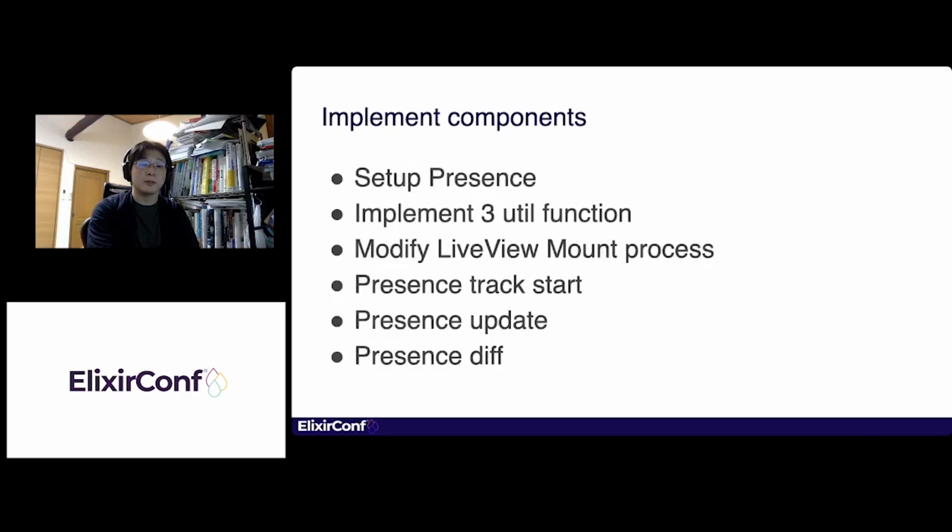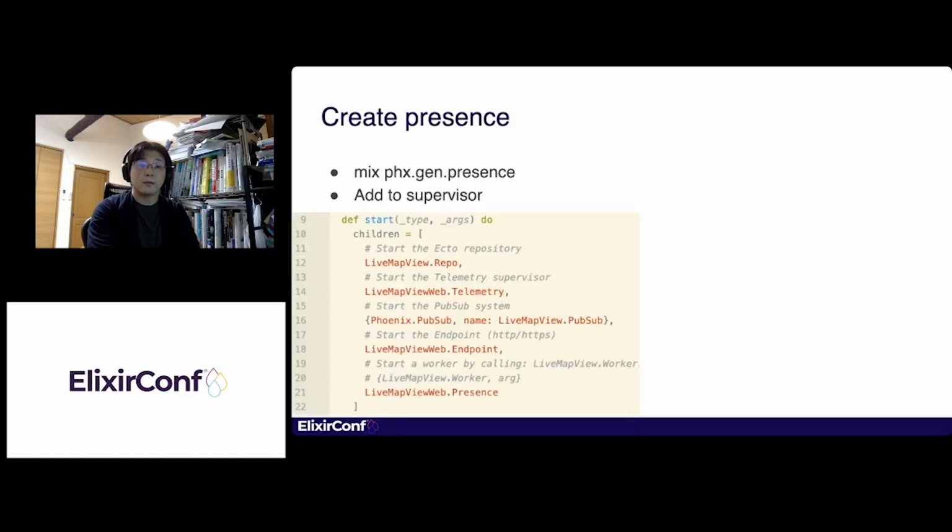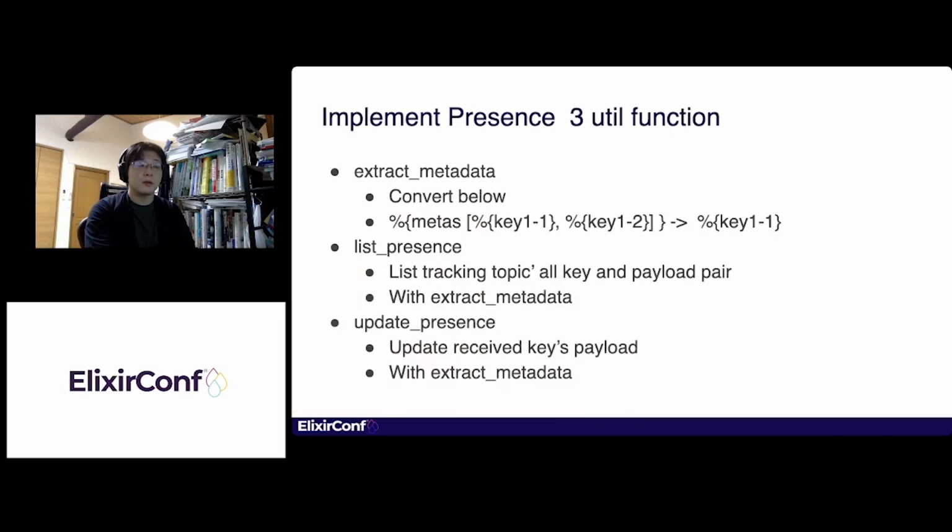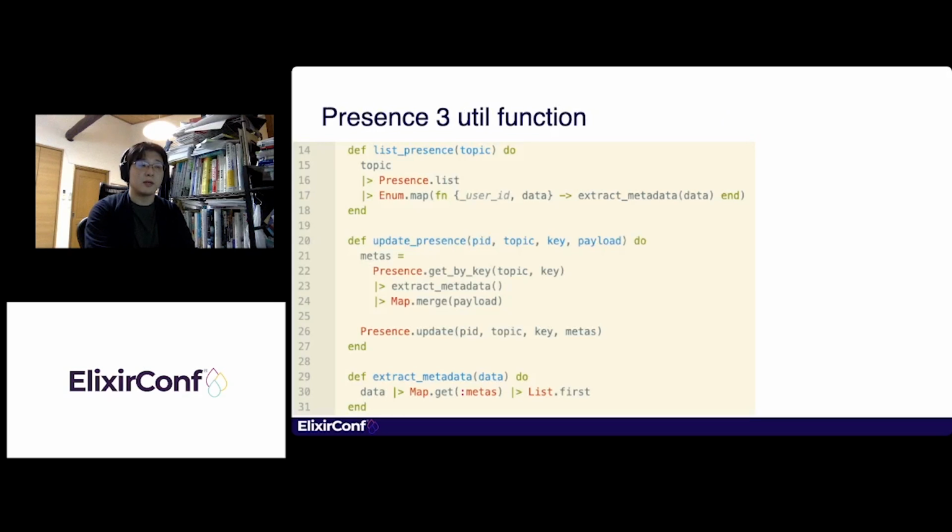Implement the 6 components. Set up presence, implement 3 utility functions, modify the LiveView mount process, presence track state, presence update, presence diff. Generate presence, then add it to the supervisor. Implement the presence 3 utility functions: accept metadata, list presence, update presence. The code looks like this.